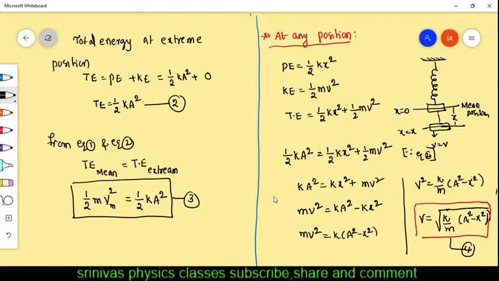Then after that, at the mean position it has only kinetic energy. At the extreme position it has only potential energy. But in the middle of the mean and extreme positions it has both energies, potential and kinetic. Right? Okay. Till now, if you have any doubt, you can ask. Is it clear? You can ask in the chat box.